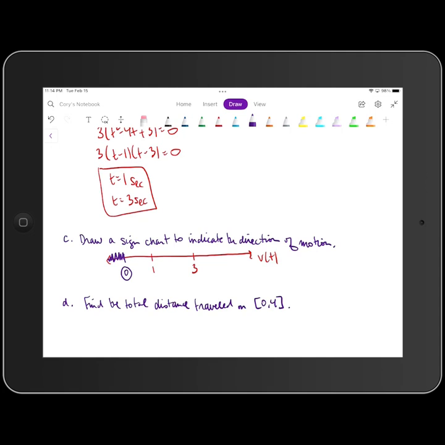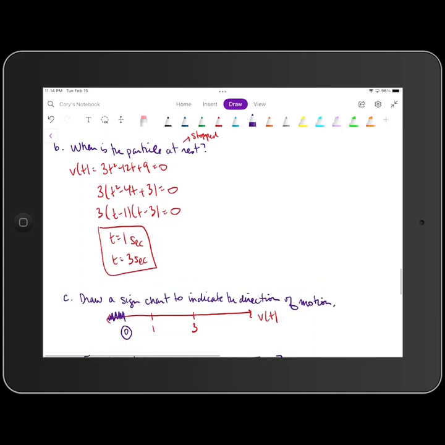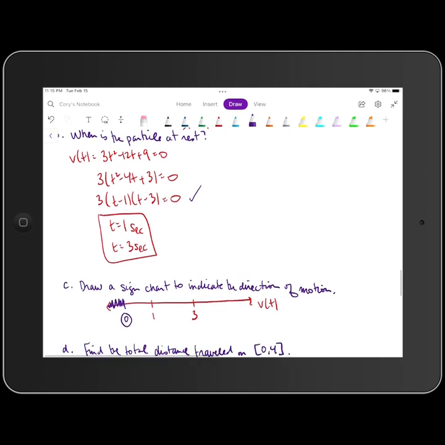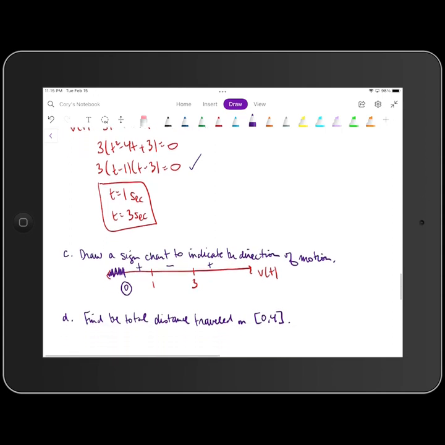I'm just going to pick one of the intervals to test. Let's say I pick the rightmost interval, so values bigger than 3. Let's say I pick 4. When I plug it into my velocity function, 4 minus 1 and 4 minus 3 are both positive, so the resulting product is positive. The sign on the middle interval is negative. The sign on the leftmost interval is positive. So that's a sign chart to indicate the direction of motion.